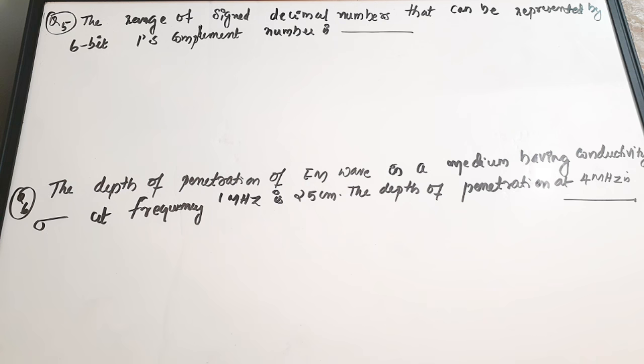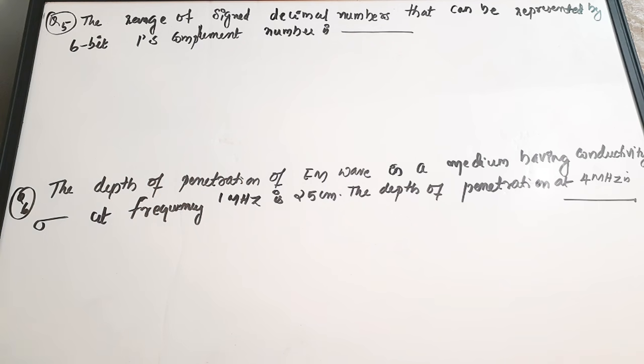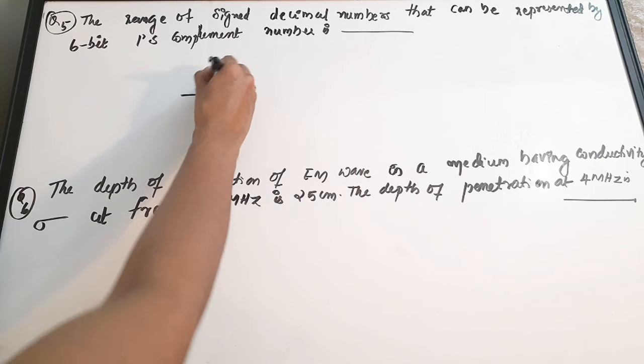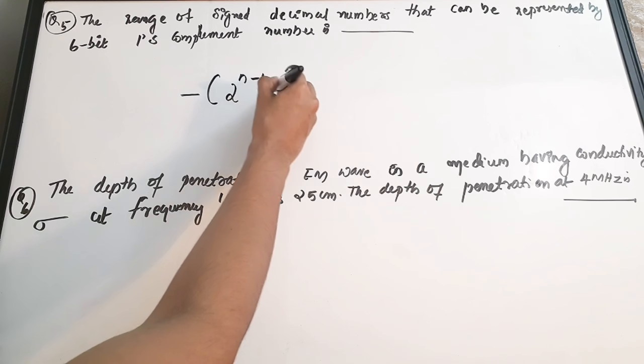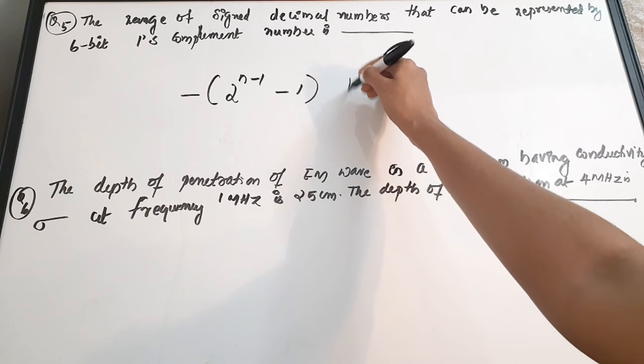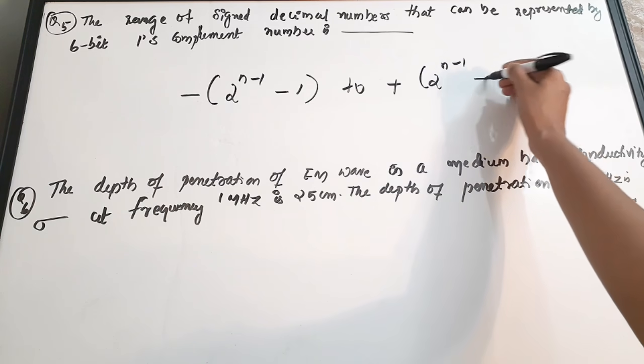The next question is from digital electronics. It is actually from number systems. The range of signed decimal numbers that can be represented by 6-bit ones complement number is dash. So the equation for finding this is, the range actually varies from minus 2 raised to n minus 1 minus 1 to plus 2 raised to n minus 1 minus 1.